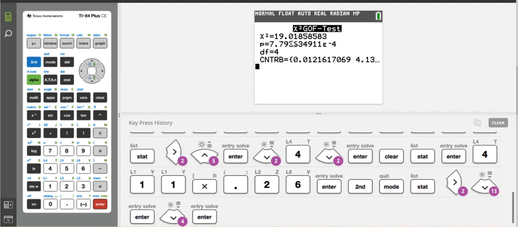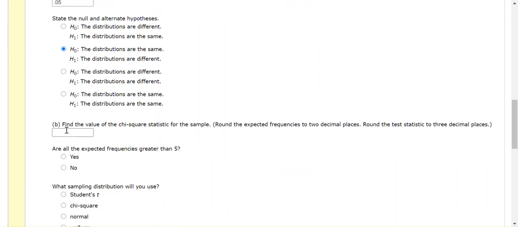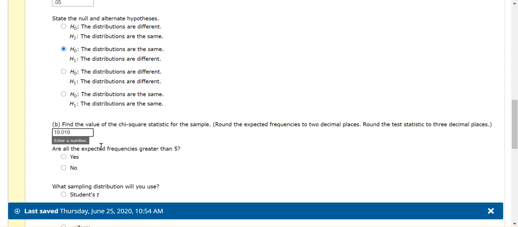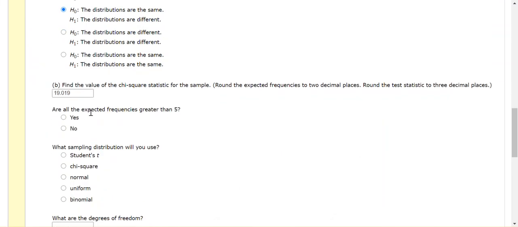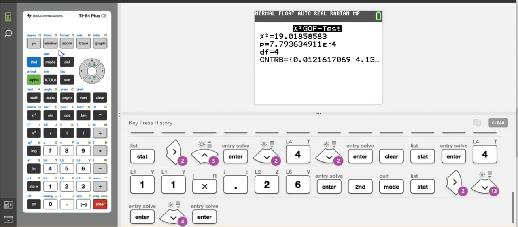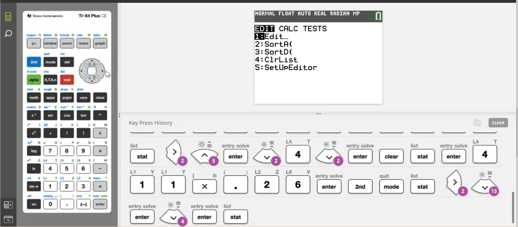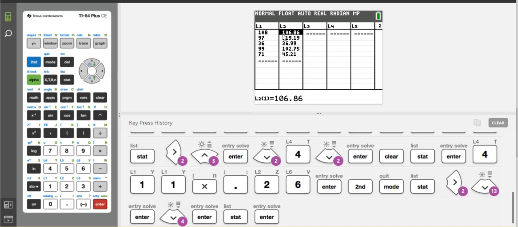So I put 19.019 for this one, 19.019 to 3 decimal places. And once again, that's this to 3 decimal places, 19.019. And then, are all the expected frequencies greater than 5? So when I looked at my list, are all the expected frequencies greater than 5? All of these numbers in L2 are greater than 5, so the answer is yes.